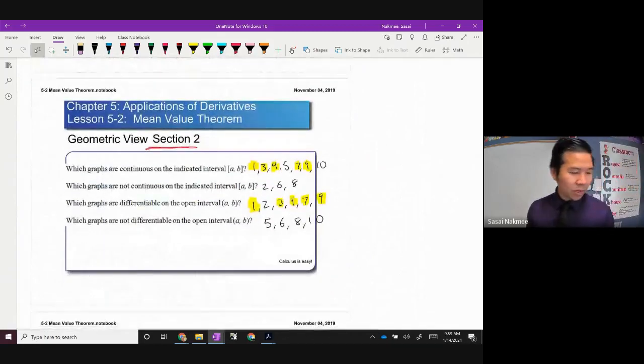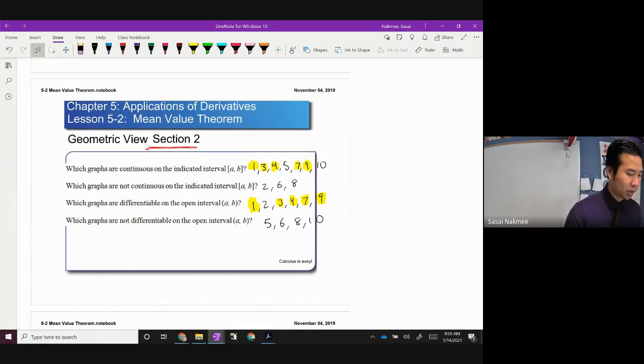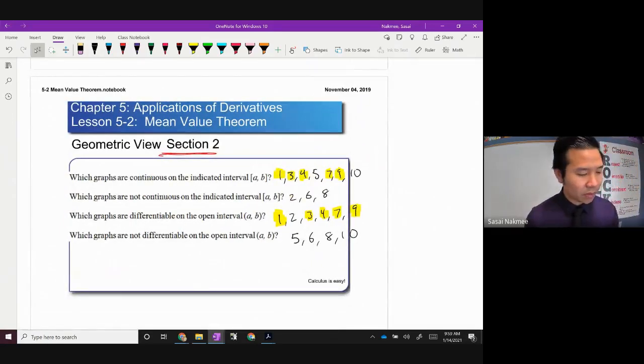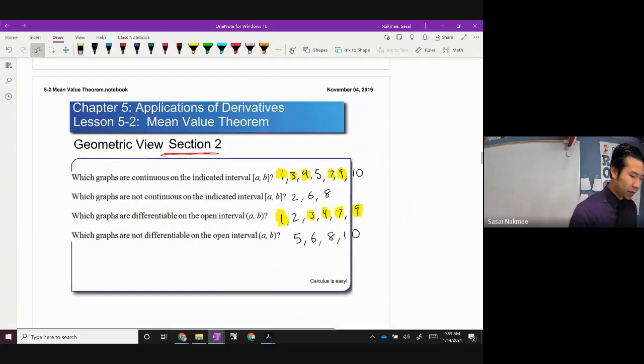Maybe better yet, what do you notice about the ones that are not both continuous and differentiable? So everything else that's not 1, 3, 4, 7, and 9. What do you guys notice? Anything? Anything in particular? What do you see? What do you spot? Anything at all? What do you notice?